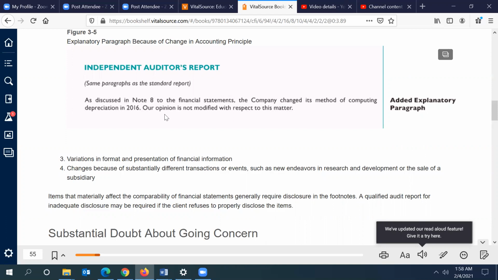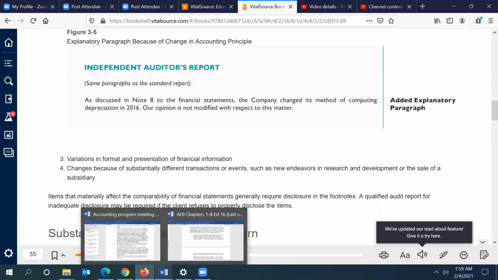So it says, discuss in note 8 to the financial statements. The company changed its method of computing depreciation in 2016. Our opinion is not modified with respect to this matter. So we're okay with it. The client did have necessary footnote disclosure, so that's great. They comply with what they should.